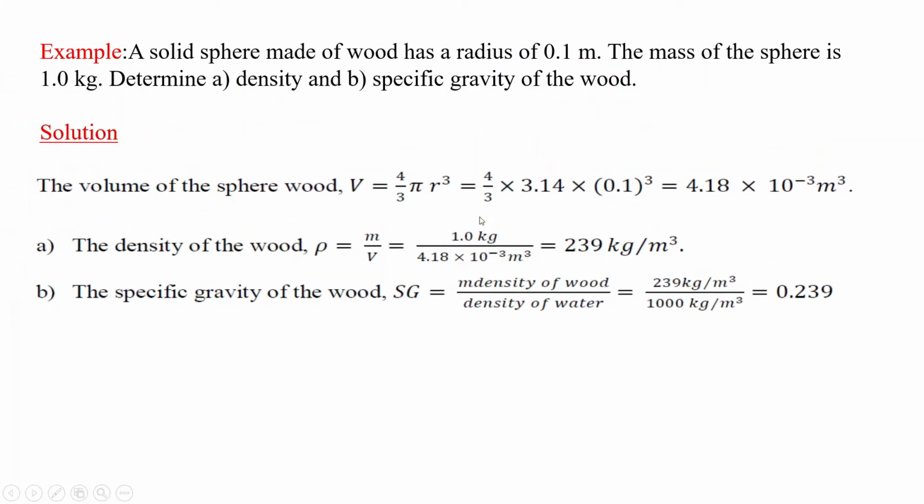This is the solution. Mass over volume. Mass is this one, and volume can be calculated like this: 4 over 3 pi r cubed, because it's a sphere. The volume of a sphere is 4 over 3 pi r cubed, and pi is 3.14, and the radius is 0.1, to the power of 3, which gives 4.18 times 10 raised to minus 3 meter cubed. So this is it. And for specific gravity, we have to take this result, which is the rho value for the given wood, divided by water at 4 degrees Celsius, or the standard, which is 10 raised to 3 kilogram per meter cubed. Finally, you will get the specific gravity of this one.